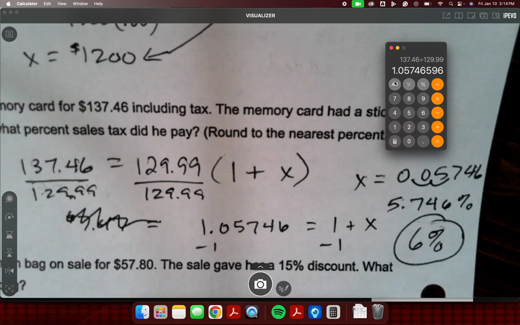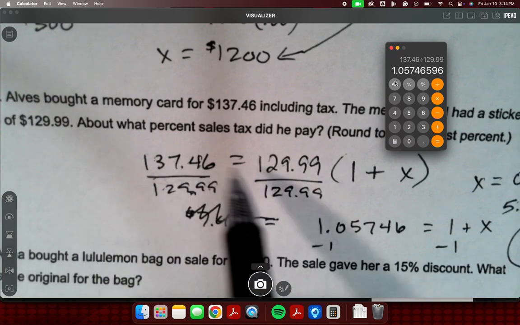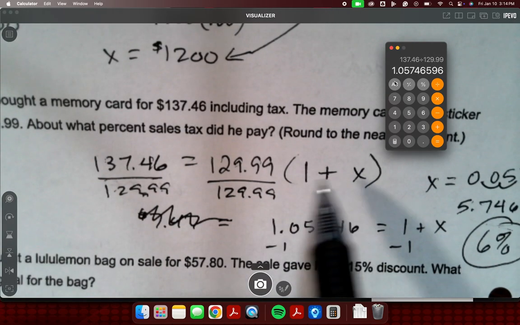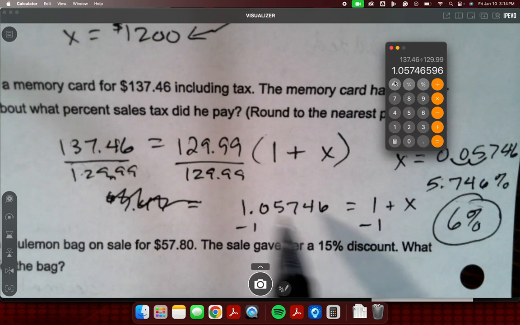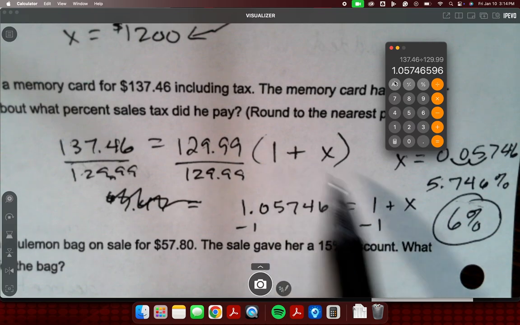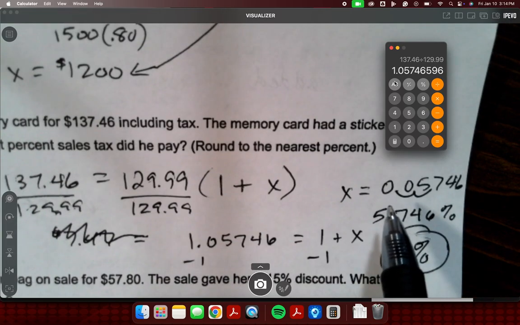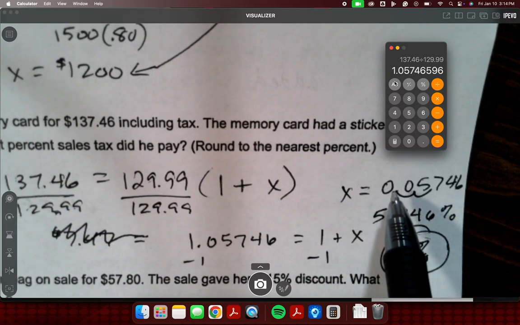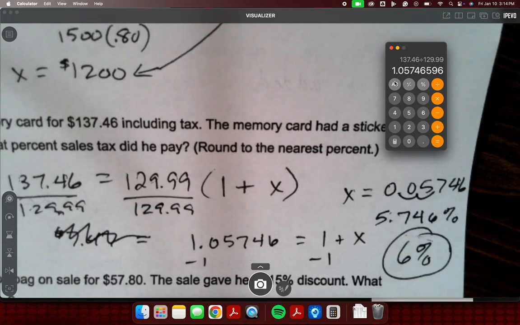So one more time, we plugged in the new price here, the original price here, and what we didn't know was the tax rate. So we first divided both sides by 129.99, which gave us that number, and that was equal to the 1 plus x. We subtracted 1 from both sides to find the decimal form of the percent. Once we do that, we move the decimal over 2 places to find the percent form. Then we did what they instructed and rounded to the nearest percent.